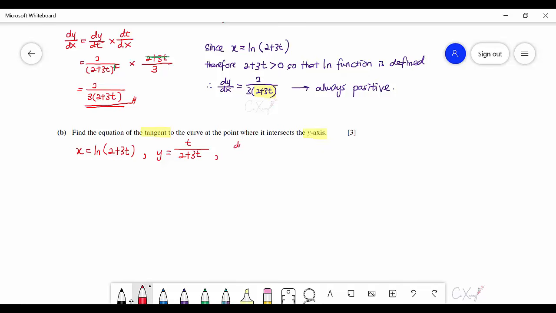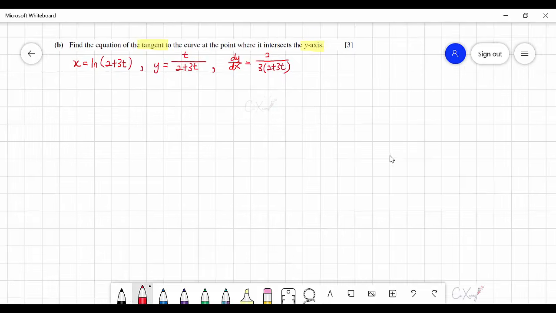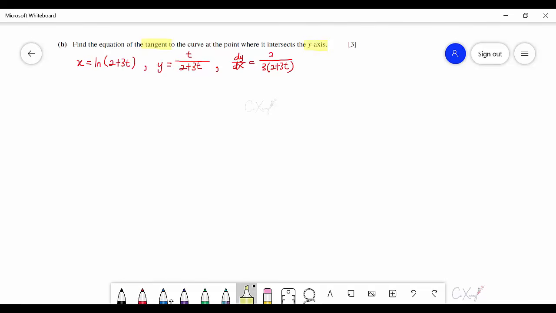And just now you got the dy/dx, right? So what is the dy/dx? The dy/dx will be 2 over 3 times (2 plus 3t). Okay, so now, they mentioned the point where it intersects the y-axis. So the point where it intersects the y-axis means that x is equal to 0. Okay, so from this information, we can start.